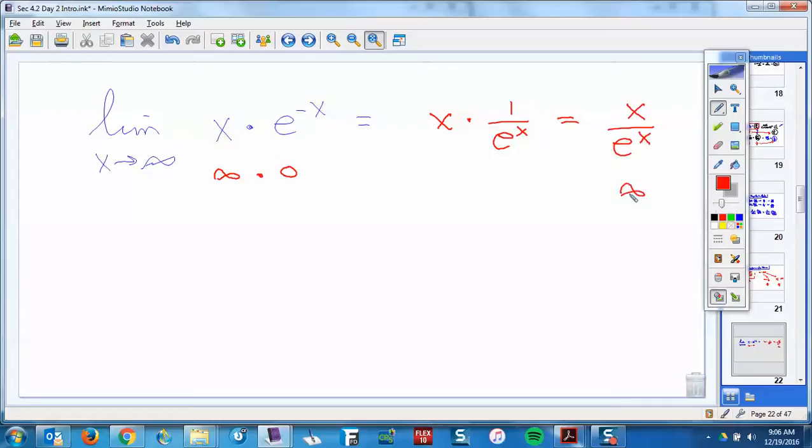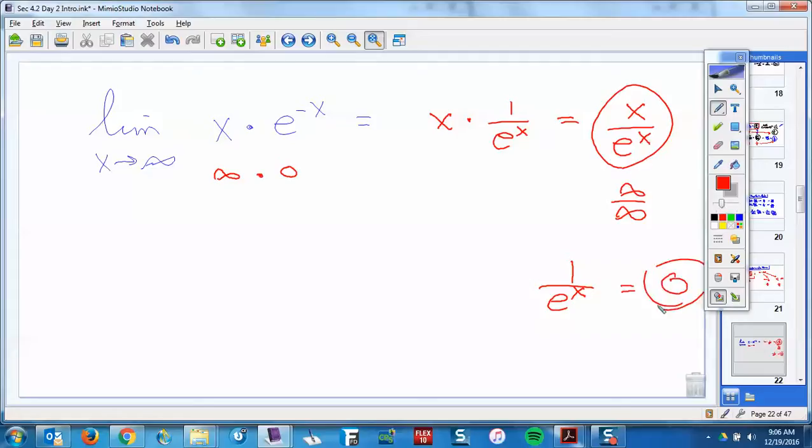Now look what you got. You now have infinity over infinity. You see what I mean? So the idea is you just rewrite one of them. And so now do your L'Hopital's rule. Derivative of the top, 1. Derivative of the bottom, e to the x. So the answer on this is 0.